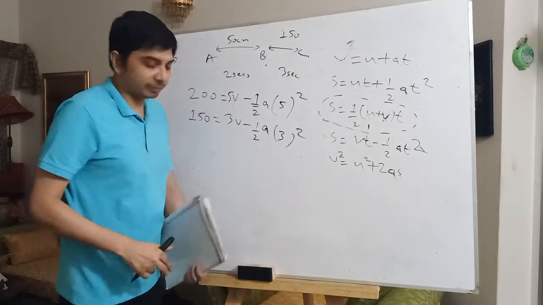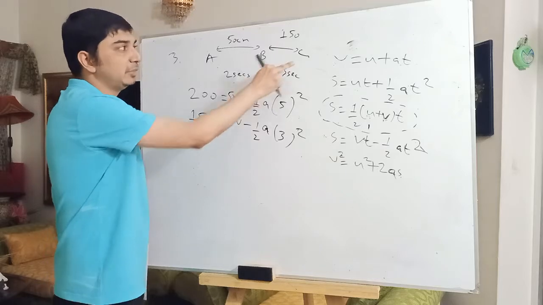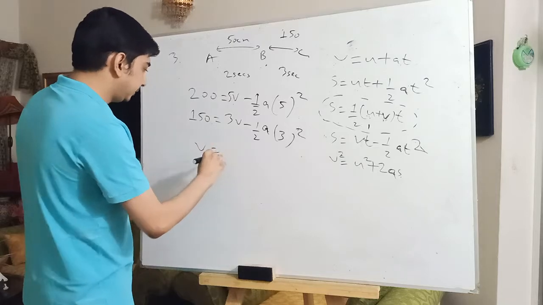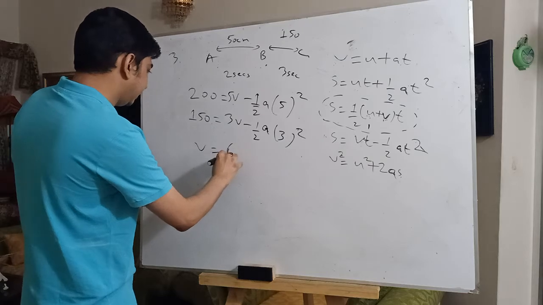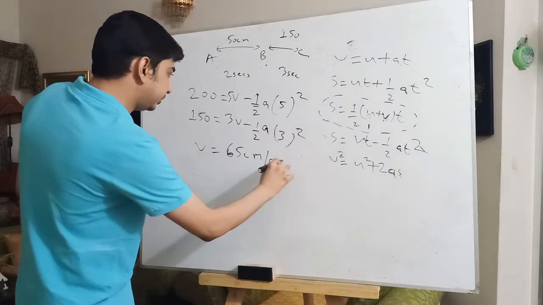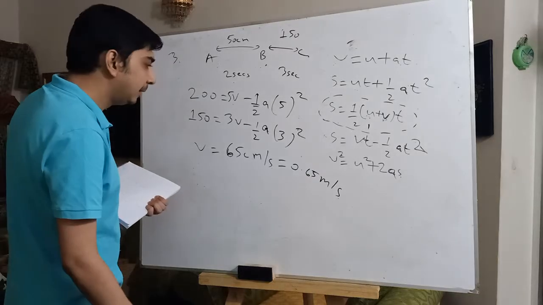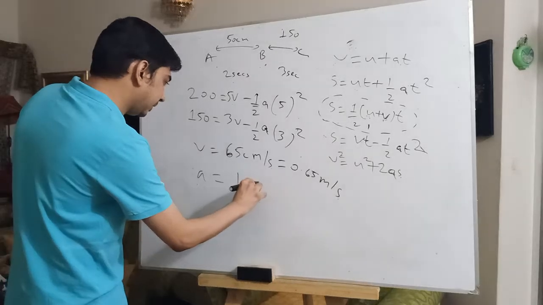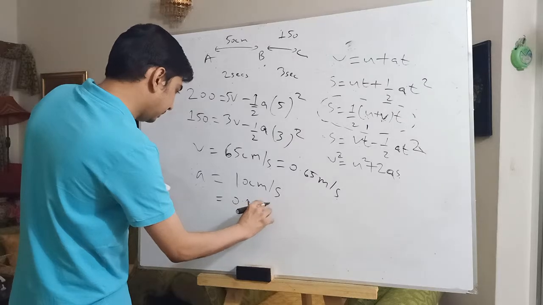So what do you have over here? You have two simultaneous equations, and there are two variables: V, the velocity at C, and the acceleration of the particle. If you solve them, you get this answer. The speed at C is 65, take care of the units, 65 centimeters per second, which is equal to 0.65 meters per second. The acceleration you're going to get is 10 centimeters per second squared, which is the same as 0.1 meters per second squared.